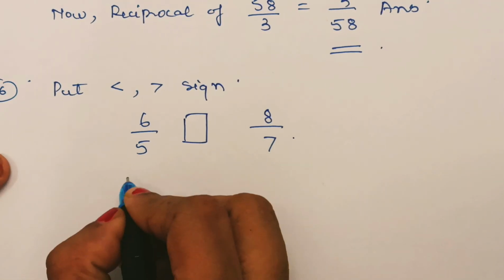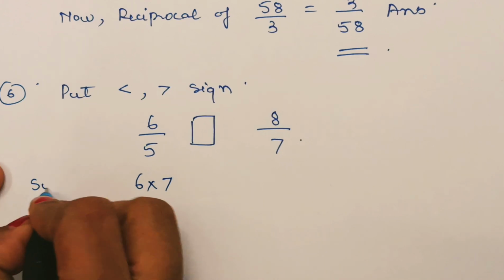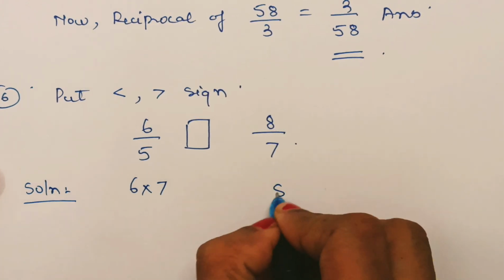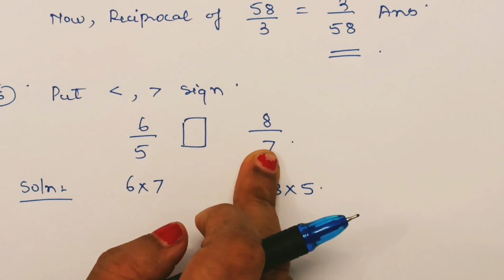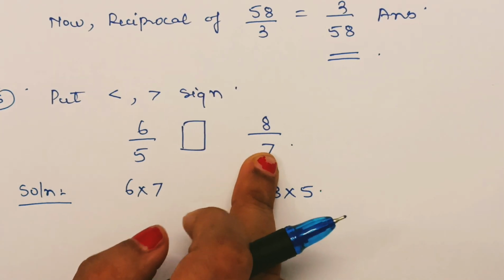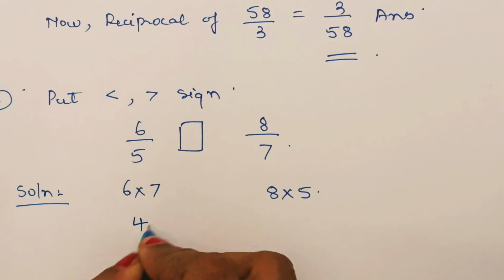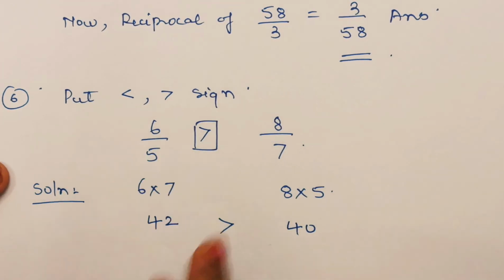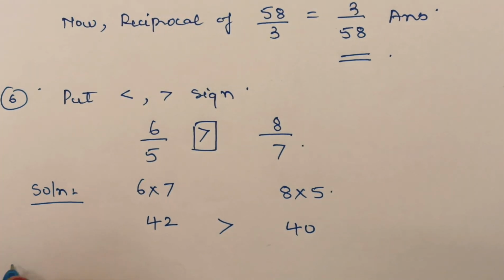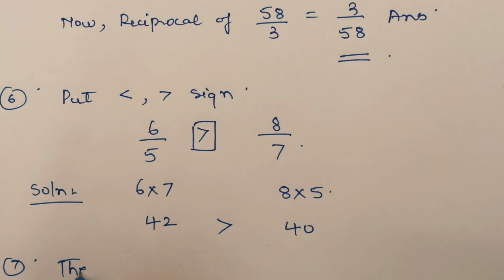Okay, so 6 7s are 42. This is your solution. And 8 5s are 40. This is also called as which method? Butterfly method. 6 7s are 42. 8 5s are 40. So which is greater? 6 by 5 is greater. Let's switch to next sum.